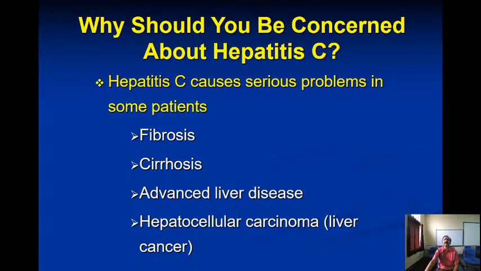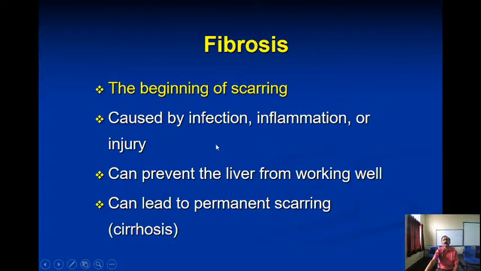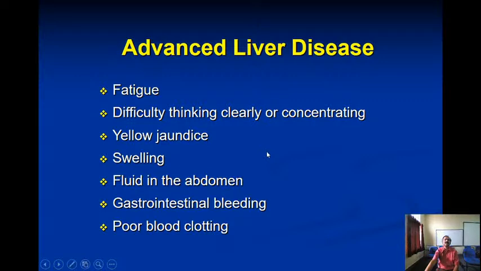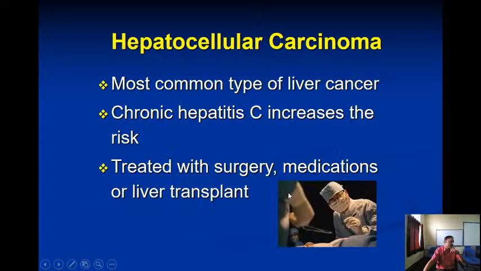Hepatitis C causes serious problems in some patients: fibrosis, cirrhosis, advanced liver disease, and hepatocellular carcinoma. Nothing much, this is basically slides which I had made for a layman. So fibrosis occurs in the liver, and advanced liver disease can result in a person having fatigue, difficulty in concentration, jaundice, swelling of his legs, you're talking about fluids, gastrointestinal bleeding, and poor blood clotting. Well, that's all the things which take place in liver problems.